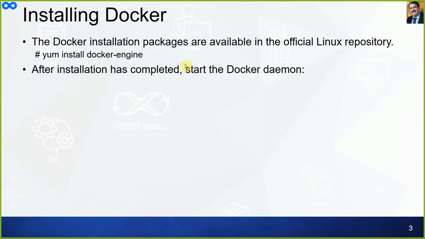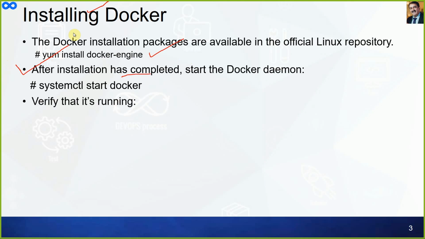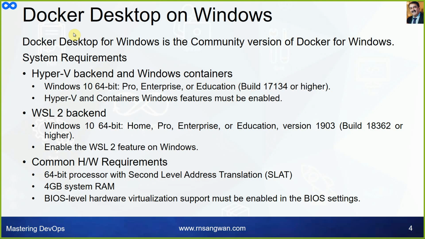So if you're using Oracle Linux 7 and earlier version, the command was yum install docker-engine and it was available directly in the repository. After installation, you need to start the Docker daemon, and that is systemctl start docker. Verify that it is running with systemctl status docker. We have Docker Desktop for Windows also, for Mac also, and you can use that for today and tomorrow, but on day 3 you will need a Linux machine for our container training, Kubernetes training.